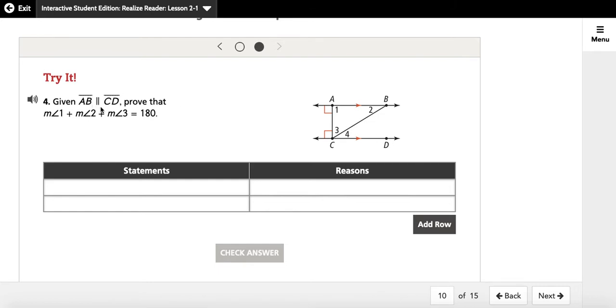Given AB is parallel to CD, so that's this top line and bottom line are parallel. Just from that, they want us to prove the measure of angle 1 plus the measure of angle 2 plus the measure of angle 3 adds up to 180. Now you might say, well, I know the interior angles in a triangle add up to 180. Maybe you already have that knowledge. That's not what we're going for. That'd be great, we could use that, but they want us to go about it using what we've recently learned in this unit, alternate interior angles or corresponding angles or whatnot.